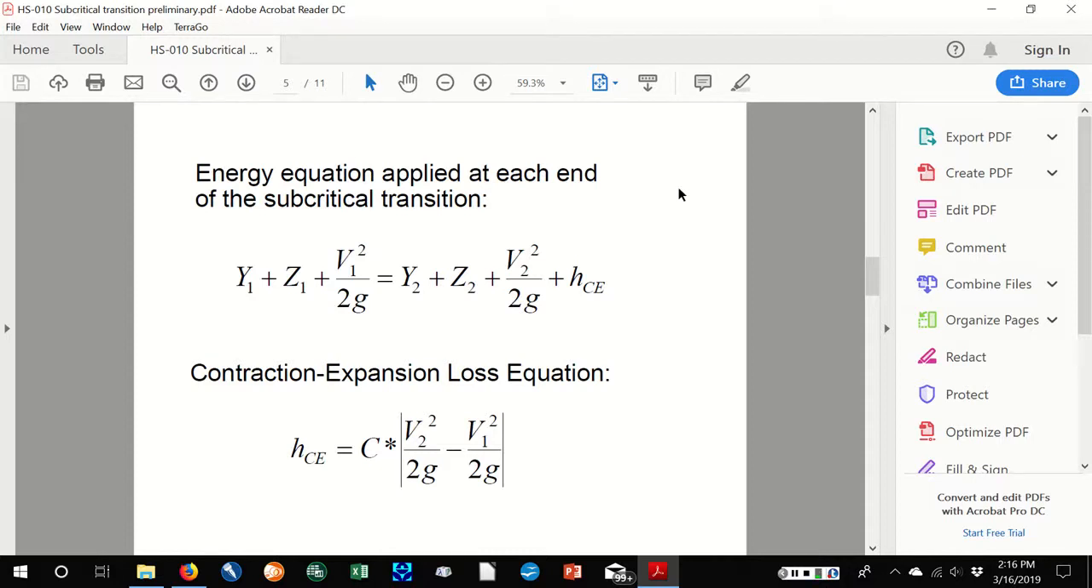The energy equation is applied at each end of the subcritical transition, and you've done this a number of times. You'll notice that the H sub CE would be the loss associated with either the contraction or the expansion. That equation is shown on the bottom, and this equation you have also used frequently.